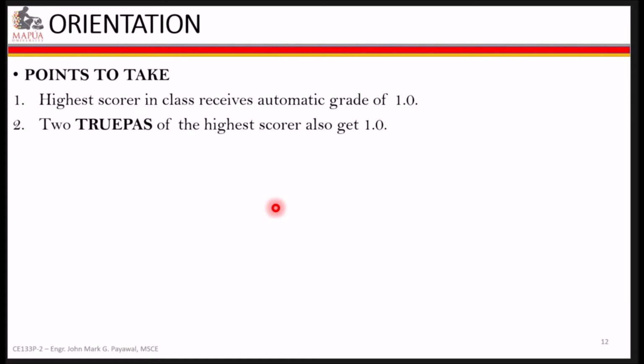Number 2, no man is an island. I really believe that. As a future engineer, 2 troops will also get 1.0. These troops most probably are the ones who helped you, who encouraged you, and who reminded you that this should be submitted, we should now take the exam, and we should review together, things like that. So these are things that you can take as a motivation for this course.